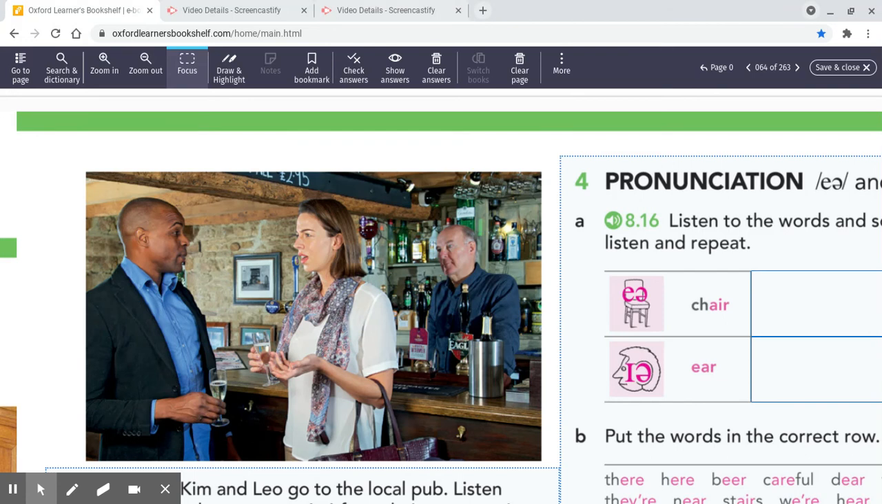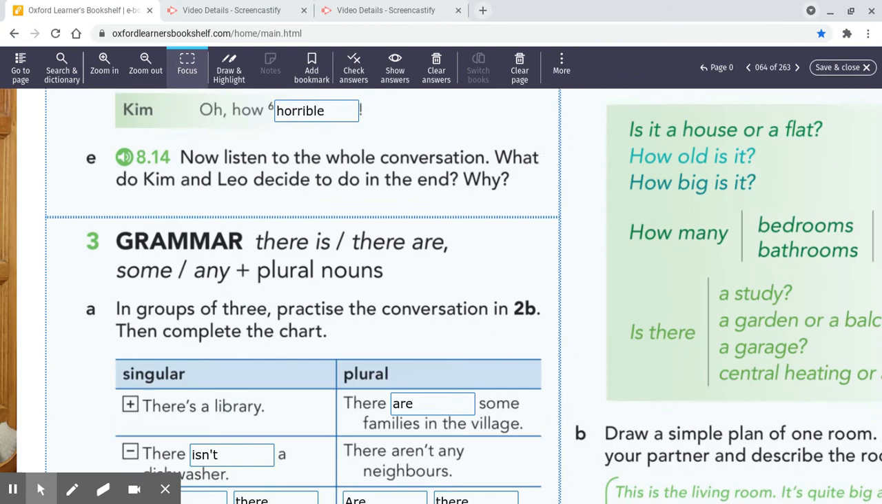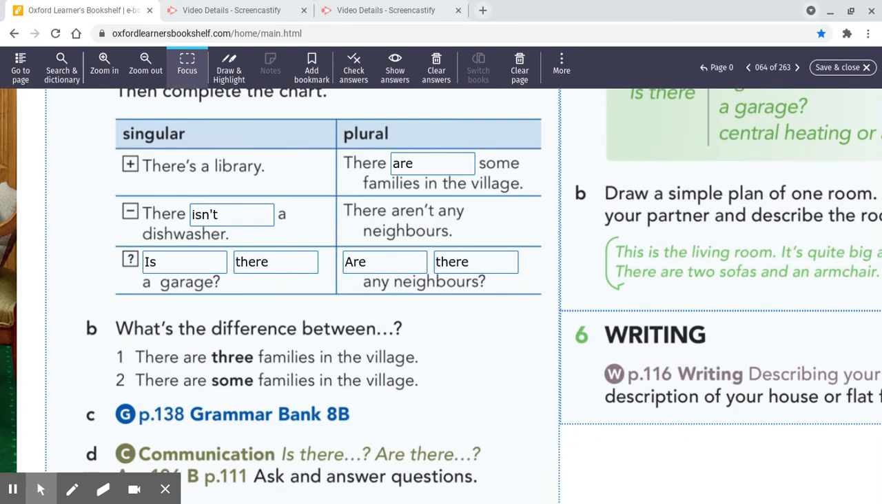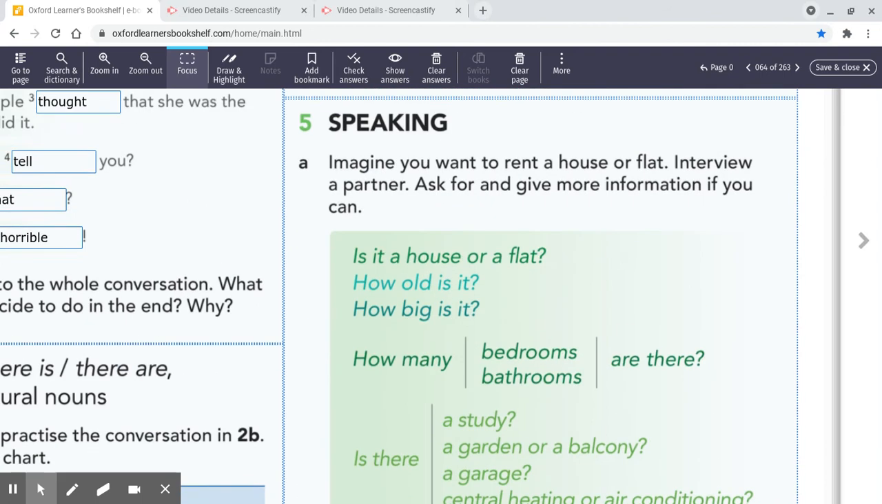Okay, so Kim and Leo went to the local pub. We're going to have a look at the grammar in a moment. I just want to go over this side though. This is really, really good.